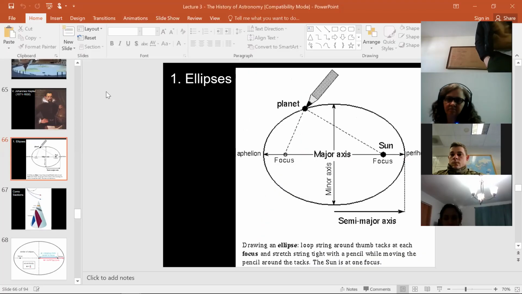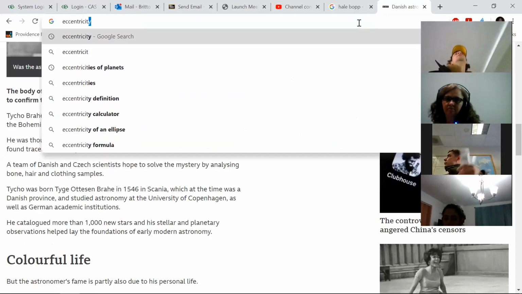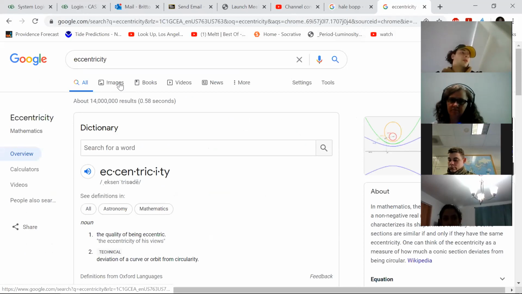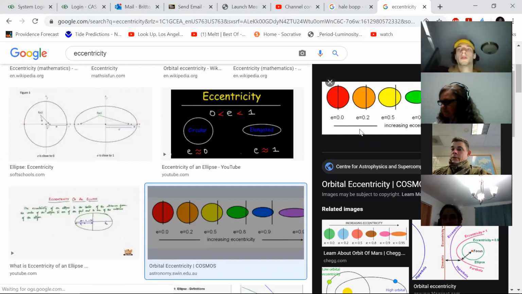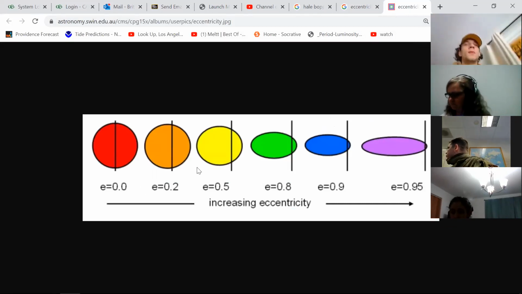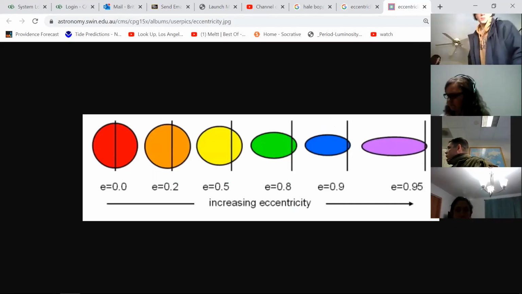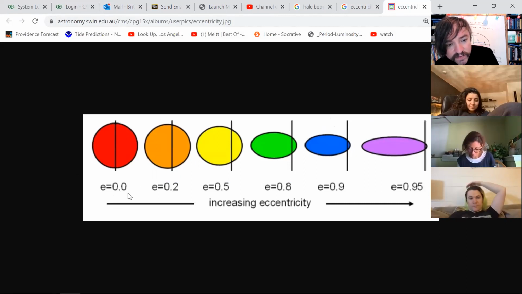Let me show you guys something. If I go to Google and I type eccentricity, there's kind of a cheesy little image that I think does a pretty good job of showing you what eccentricity looks like. There we go. So take a look at these circles with me. Here you can see a variety of different ellipses, all with varying degrees of eccentricity. The red circle is an eccentricity of 0. That ellipse is a circle. And then as the eccentricity goes from 0 to 0.2 to 0.5, we start to get egg-shaped, then we start to get kind of sausage-shaped, and then cigar-shaped.